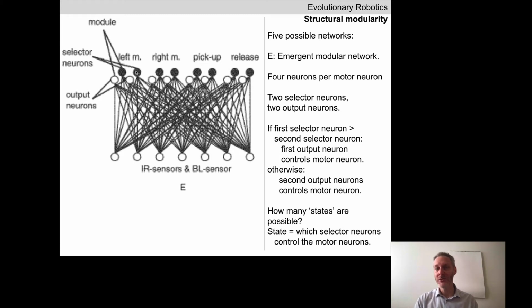Imagine we denote those two states as 0 or 1. 0 means this one is in charge. A 1 means this one is in charge. So 0 or 1 here. We can imagine 0 or 1 here. We can imagine 0 or 1 here. And we can imagine 0 or 1 here.